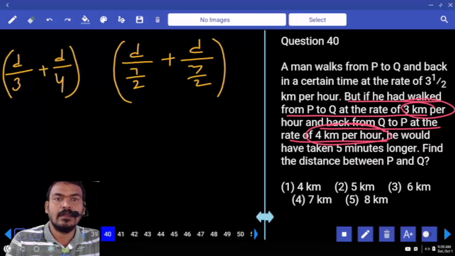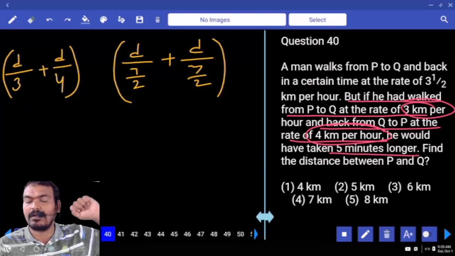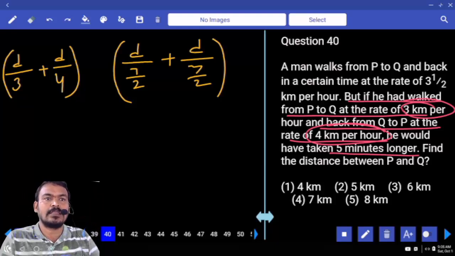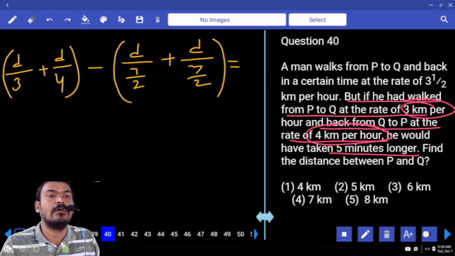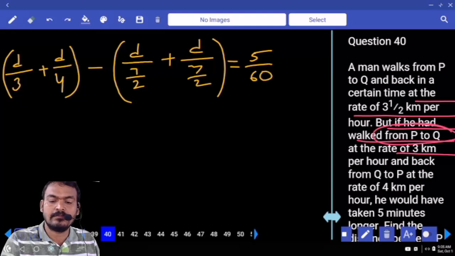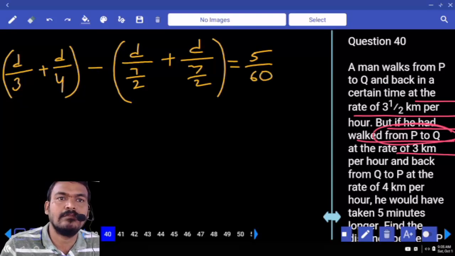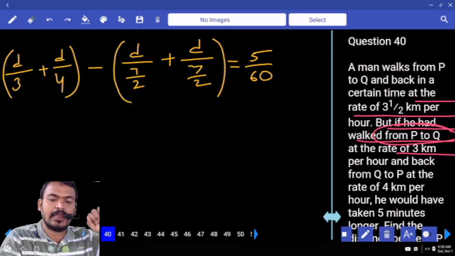Second case or not? Then second case time compared to first case time, how many minutes are longer? 5 minutes longer. Nothing but difference in these two times equal to how many minutes? 5 minutes or not? Equal to 5/60 or not? Yes or no? If P to Q and Q to P same speeds, we get the certain time or not?